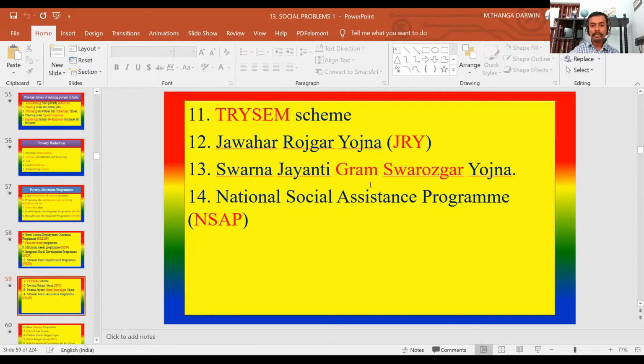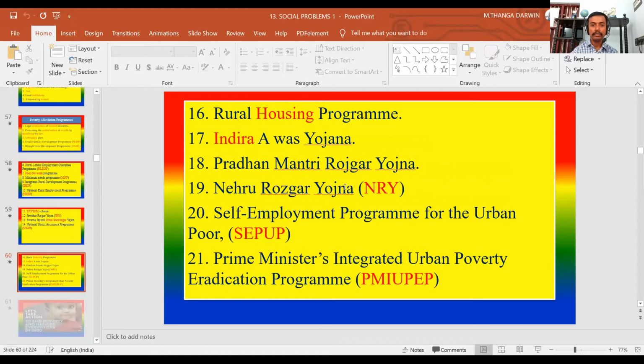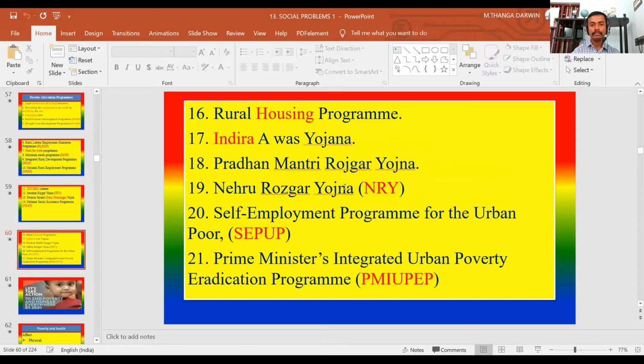Then Gram Swaraj, which means a program only for rural people. Then NSAP, National Social Assistance Program. Then rural housing, then Indira Awas Yojana. Next, NRY, Nehru Rozgar Yojana; we already had to learn that. A self-employment program for the urban poor. So this is a new program, self-employment.